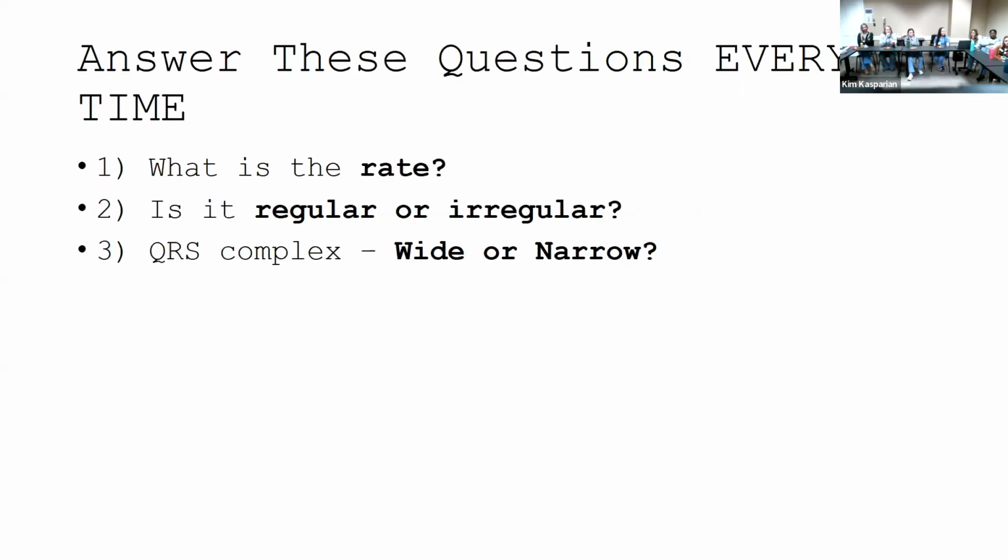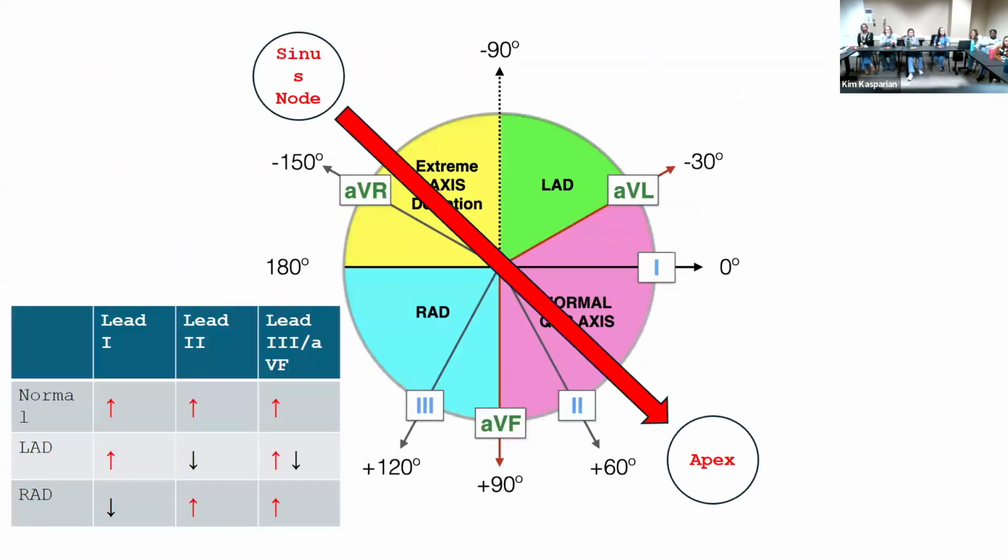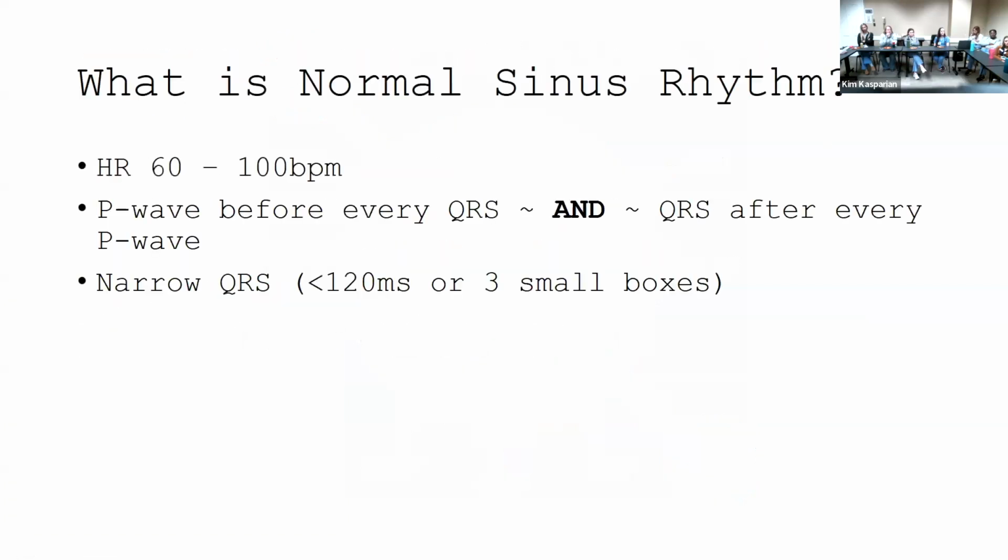I should have had this in there, but a normal P wave axis means that you're going to be up in lead 1 and down in lead aVR. And that basically puts you along this arrow here. If it doesn't fall along this, especially if it goes the opposite direction, that tells you that the electrical impulse is starting somewhere that it's not supposed to, someplace away from the sinus node. And that should call into question whether what you're looking at is sinus.